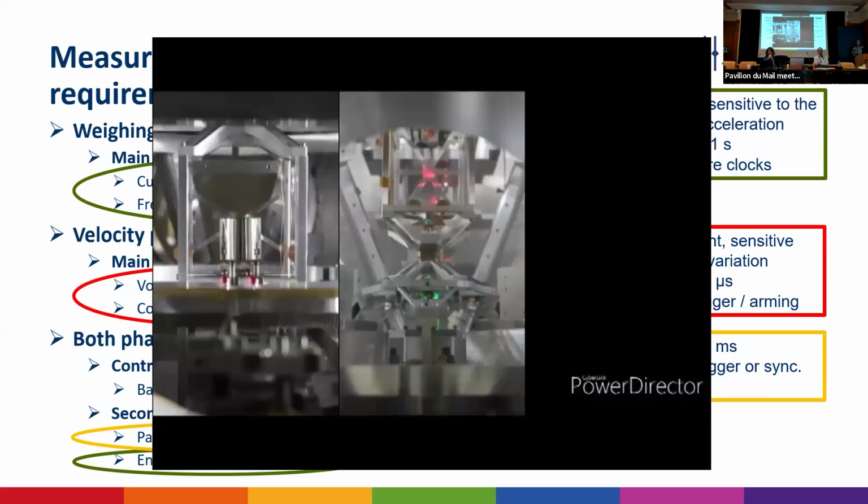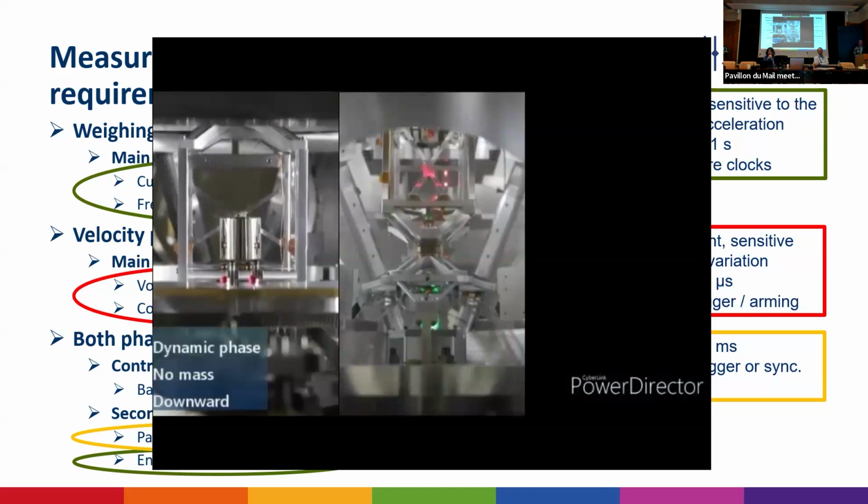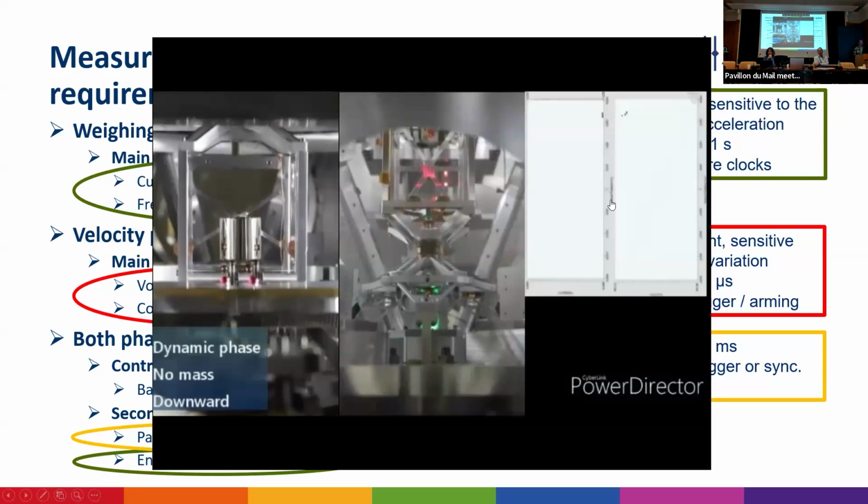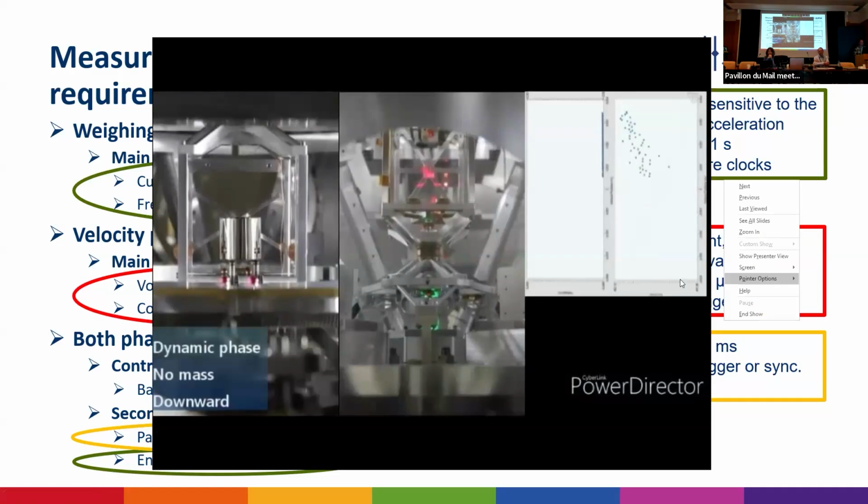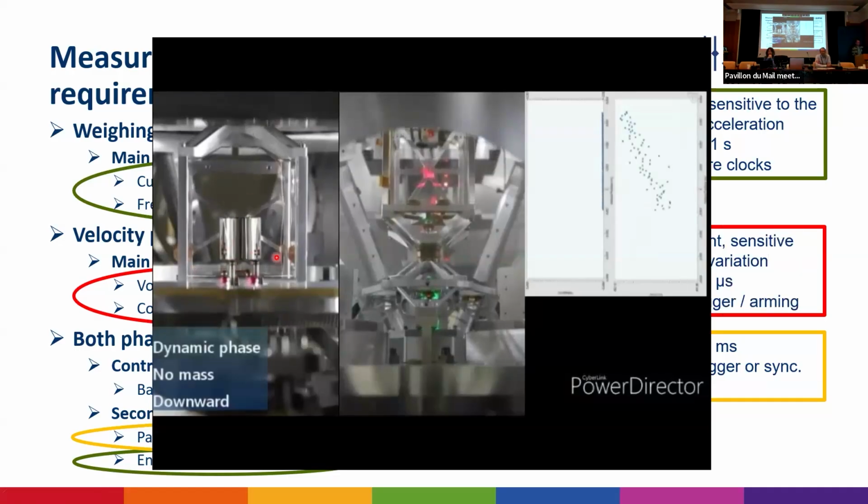This is the typical sequence time that we use for full measurement with the BIPM Kibble balance. So we typically start with a dynamic phase without the mass. Now you are seeing the coil suspension on the left. On the left here, you see the mass.